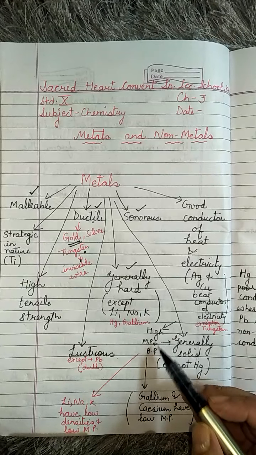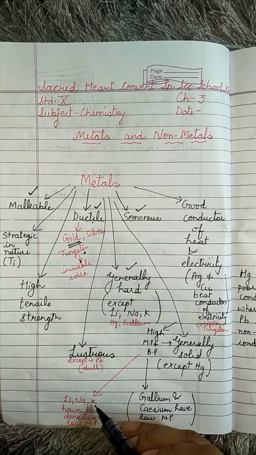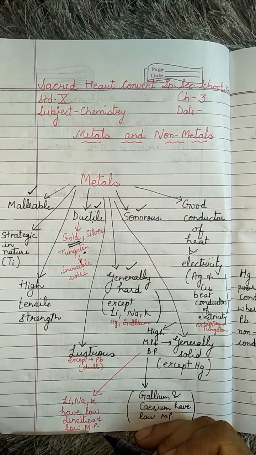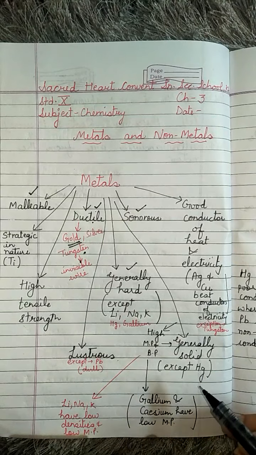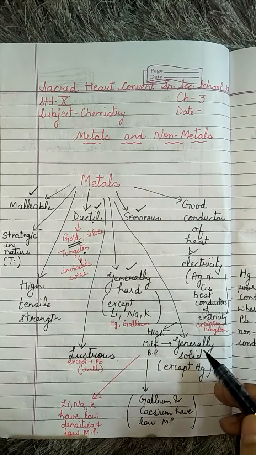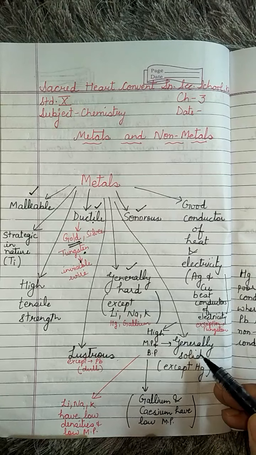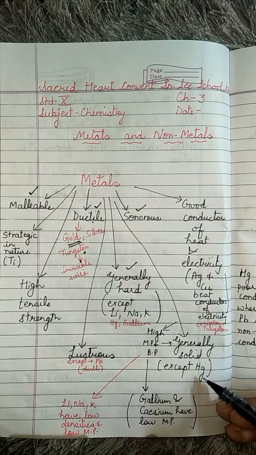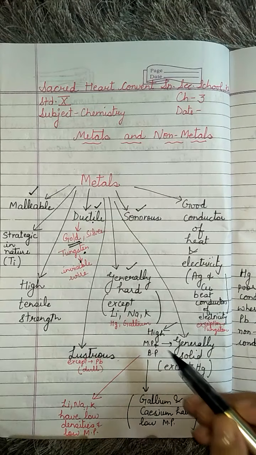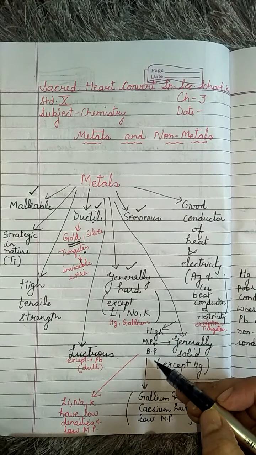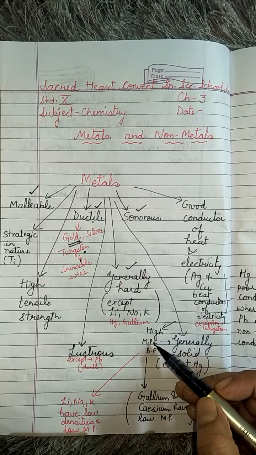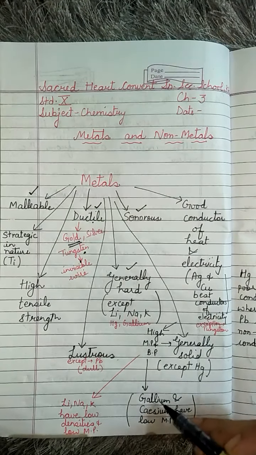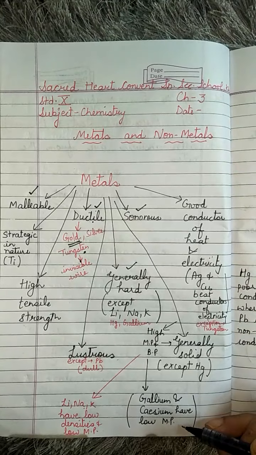Fine. So always remember, children, lithium, sodium, potassium have low densities, and that is why they have low melting points. Also all the metals exist in the solid state except mercury. Mercury is the metal which is liquid at room temperature, as you all are aware. And where we have said that metals have high melting and boiling points, you should know one thing: gallium and cesium have low melting points.